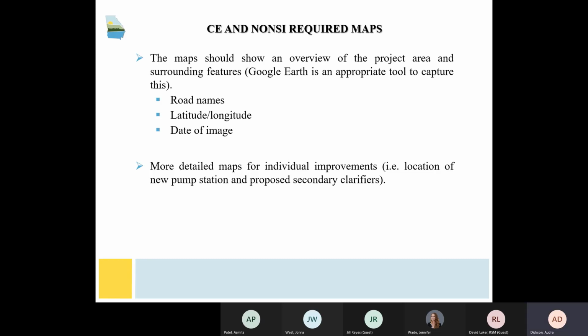EPD also requires maps of the project area to be provided that show relevant features of the surrounding area, along with more detailed depictions of individual improvements. For a general overview map, a screenshot capture from Google Earth is adequate, while the more detailed depictions can be found from the project's engineering design documents. Please make sure your maps have road names, lat longs, and the date of the image, if that has been taken recently or in the past.